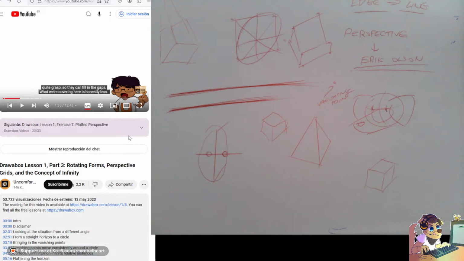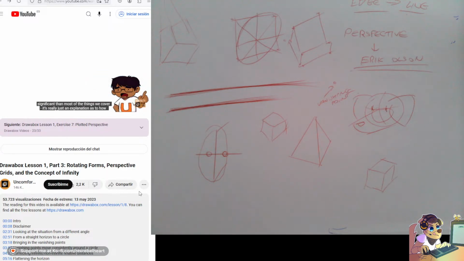So I'm trying to reframe not getting frustrated when I can't do something, and being like, oh, we've reached the meat here, this is the important stuff. It's less significant than most of the things we cover.